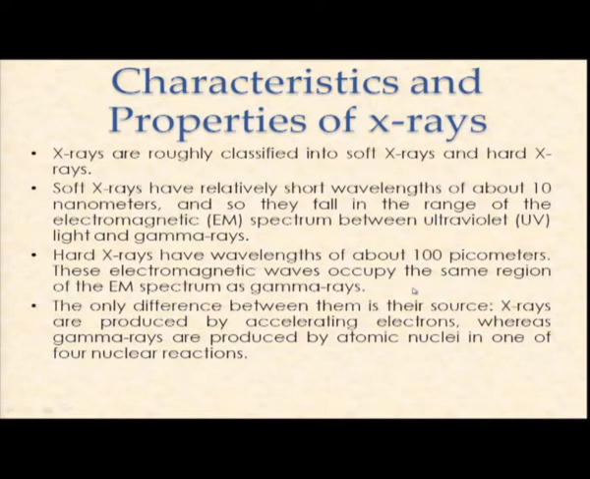The only difference between them is their source. X-rays are produced by accelerating electrons, whereas gamma rays are produced by atomic nuclei in one of the 4 nuclear reactions. This is how hard X-rays and gamma rays can be distinguished.